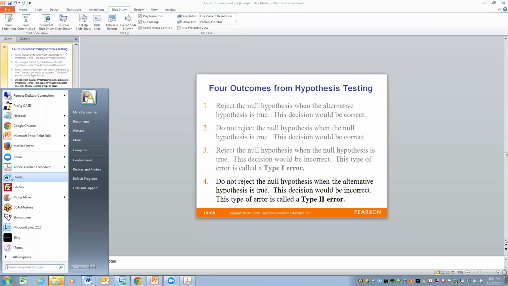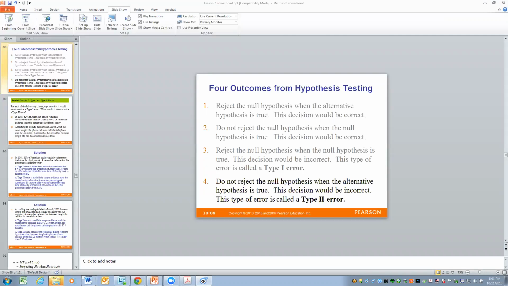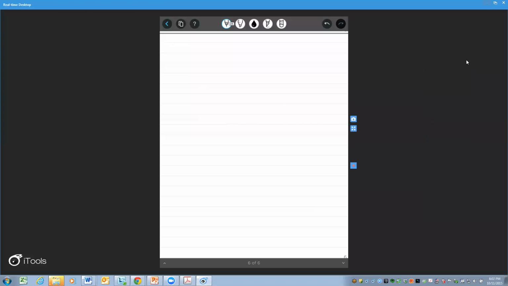In order to do so, I need to pull back up my screen on my iPad here, so give me a second because it crashed. Okay, there we go. Now we're back on.